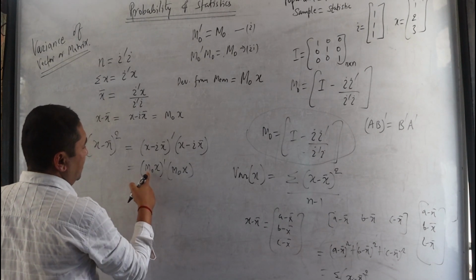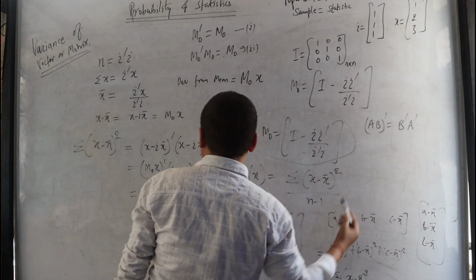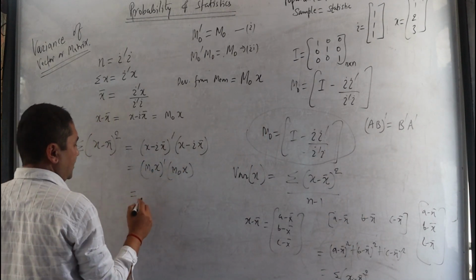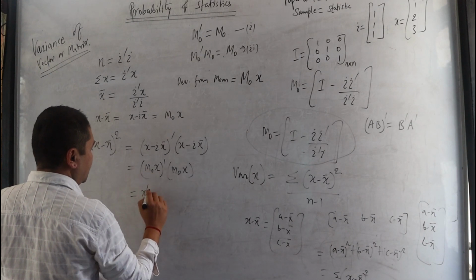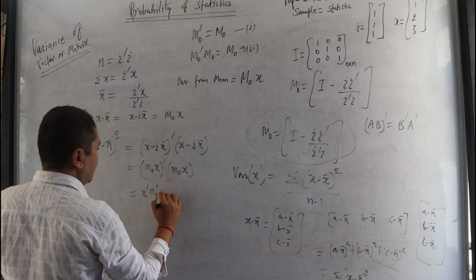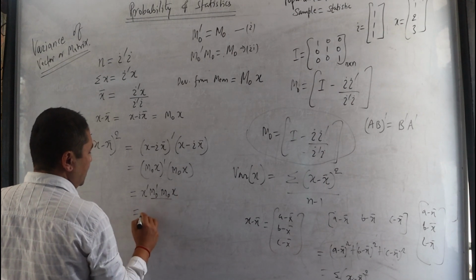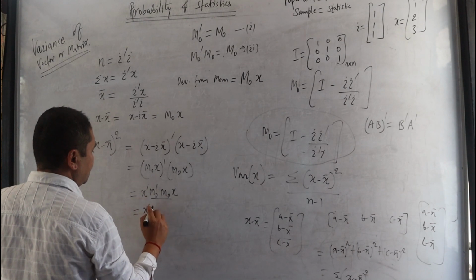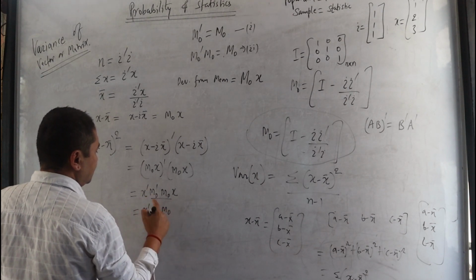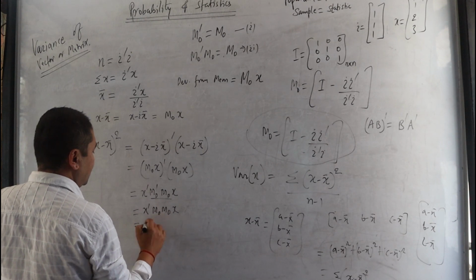Now let us again use this matrix property: (AB) transpose equals B transpose A transpose. If we use this, we get x transpose, first of all B transpose, then after A transpose, M0 transpose, and we don't need to do anything, we simply write it. And if we compare this, we know that M0 is the idempotent matrix: the transpose of it equals the matrix itself, and if we multiply it with itself, we get the same matrix.